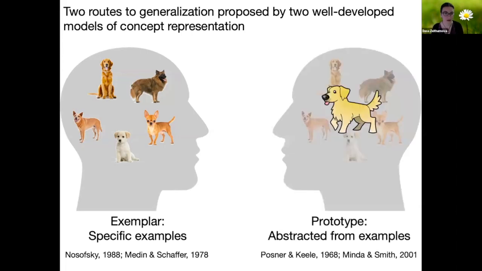In contrast, the prototype model assumes that we extract the central tendency, the ideal or average dog that doesn't really exist, but is the perfect embodiment of dogginess, as Jessie was explaining in her intro. Then we consult this integrated or generalized representation when we want to label new animals. Because these conceptual models have well-developed mathematical computational versions, we can make trial-by-trial quantitative predictions about what we should see in behavior and in the brain if people are using one or the other representation to generalize to new stimuli.